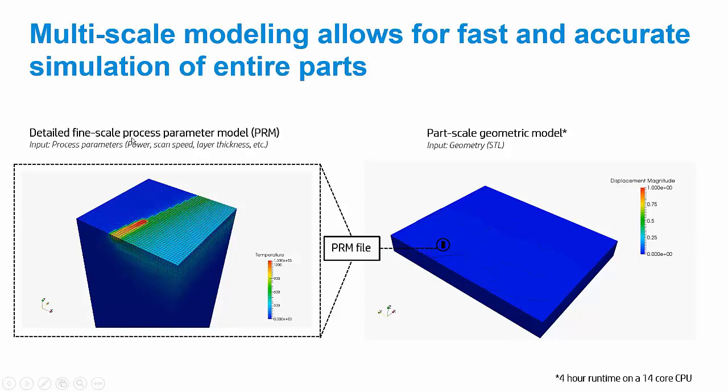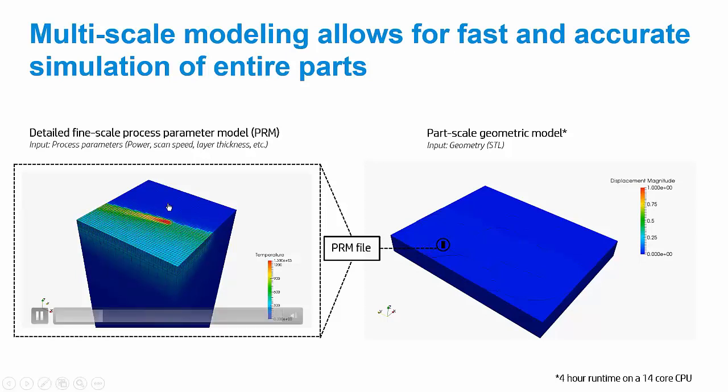And what we're going to get from this scale is an understanding of how a particular material thermally and mechanically responds to a particular machine parameter setting. And we're going to get an understanding of how the individual layers mechanically interact with one another. Once we understand that for this combination of material and parameters, we're going to store that information in something that we call a process parameter file, or a PRM file for short.